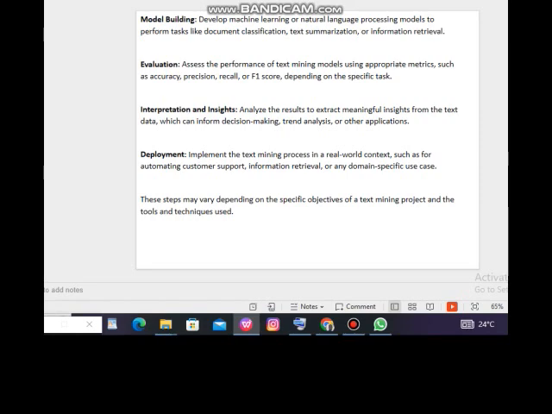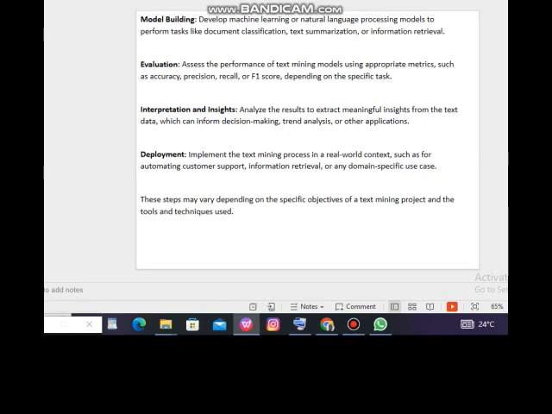Model building. Develop machine learning or natural language processing models to perform tasks like document classification, text summarization, or information retrieval. Evaluation. Assess the performance of text mining models using appropriate metrics like accuracy, precision, recall, or F1 score, depending on the specific task. Interpretation and insights.